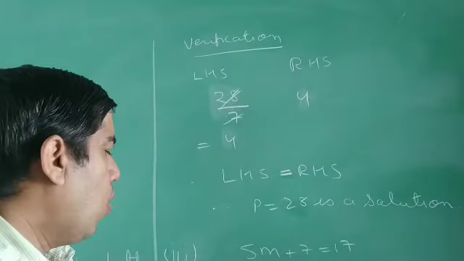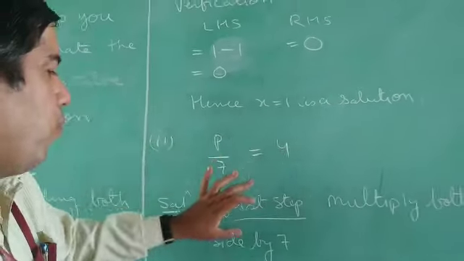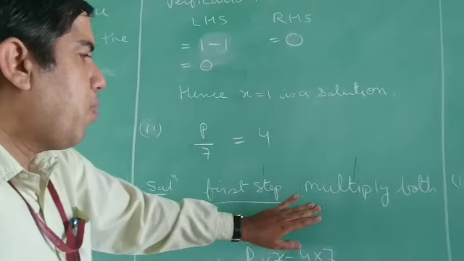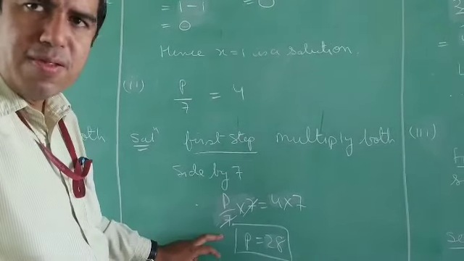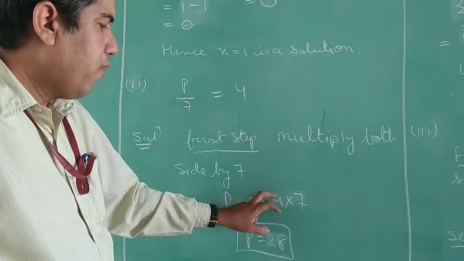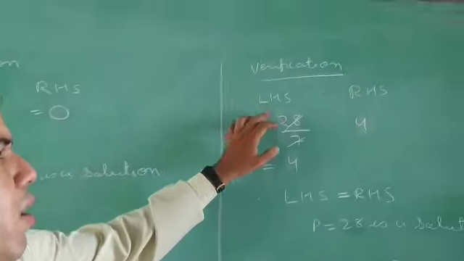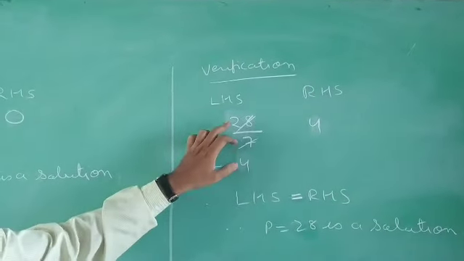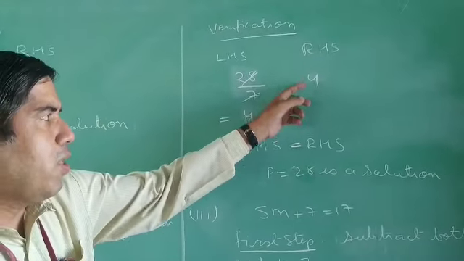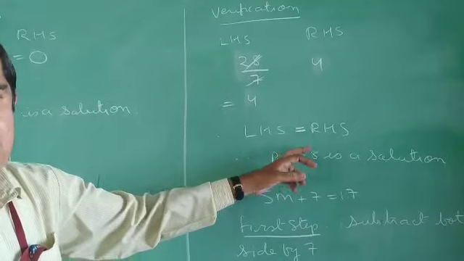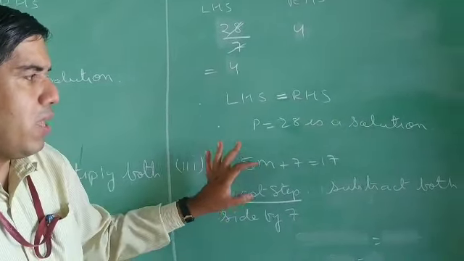Got it? Now let me repeat once again: p by 7 equal to 4. The first step is to multiply both sides by 7. So it comes p by 7 multiplied by 7, here 4 into 7, p equal to 28. For verification, you can see 28 by 7, and the answer on the LHS is 4, the RHS is already 4, so LHS equal to RHS. Therefore p equal to 28 is a solution of the equation.